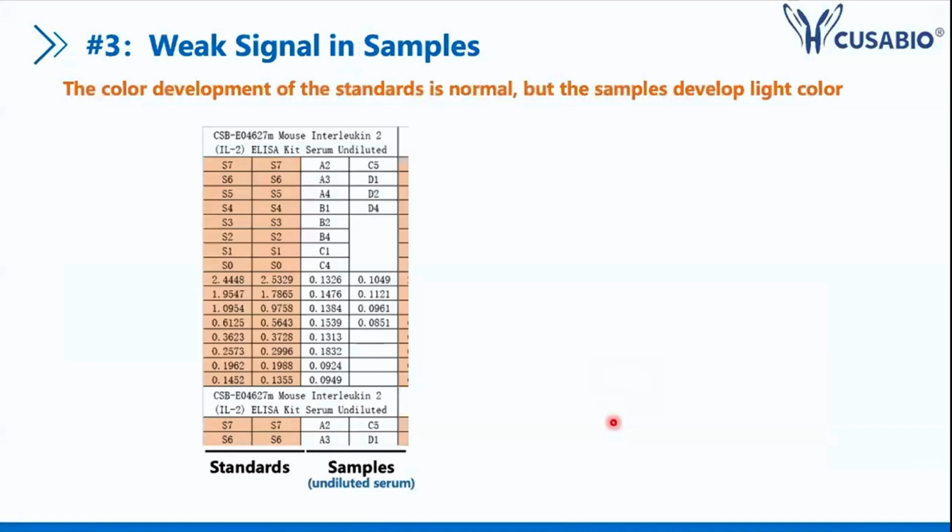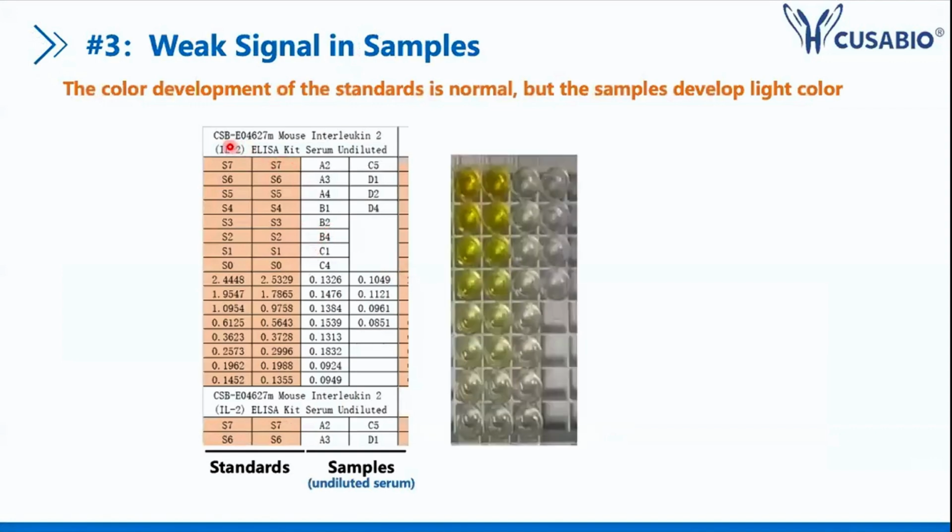Problem 3 is different from the previous two. In this problem, usually the standards all look good, but it's just the samples. The samples themselves have a light color. Here is one example I showed. This is the interleukin-2 ELISA kit from our Crucible, and we have the standards here. Take a look at the color development and also the OD values. All of them look good.